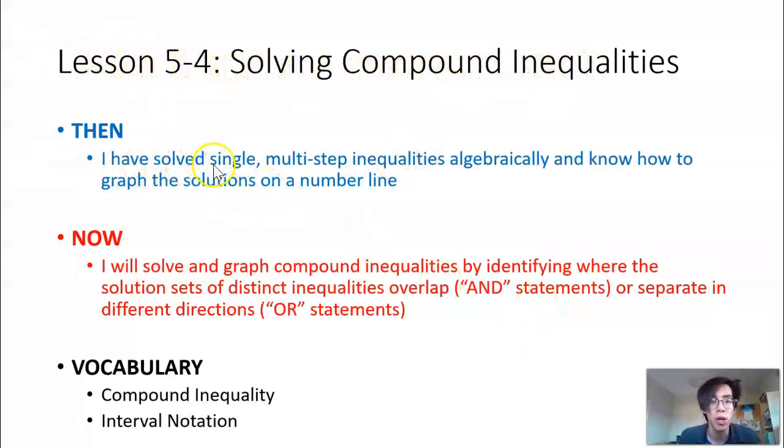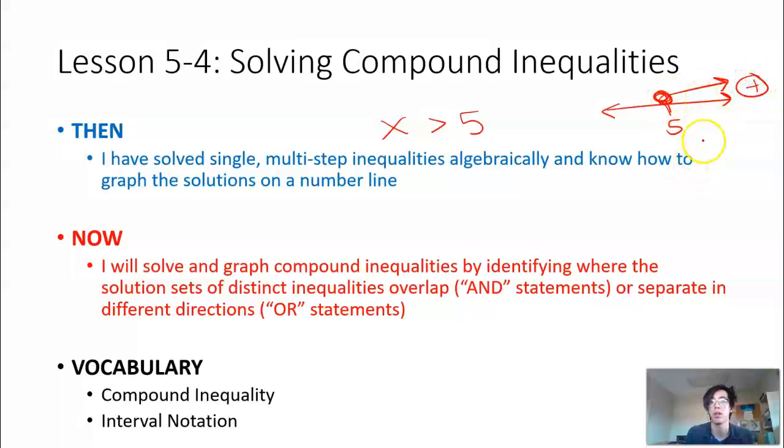Before, we've solved single multi-step inequalities algebraically, and we know how to graph the solutions on the number line. For example, a single inequality would be x is greater than 5, and we drew it on the number line. We have a 5 right here, and it'll be an open dot, and we're going to have all the solutions of x that is greater than 5 in the positive direction.